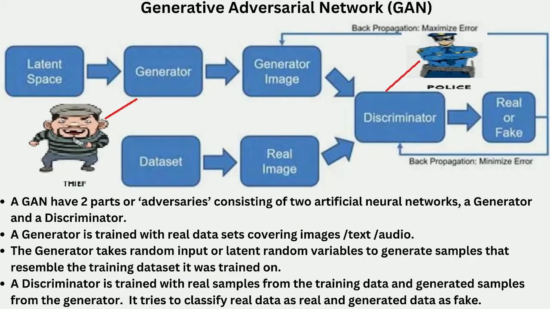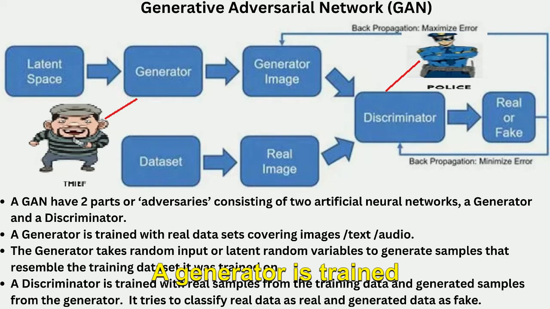Let's now move to the Generative Adversarial Network, GAN. GAN is popular for generating mainly images, music, and even text. GAN has two parts, or adversaries, consisting of two artificial neural networks, a generator and a discriminator.